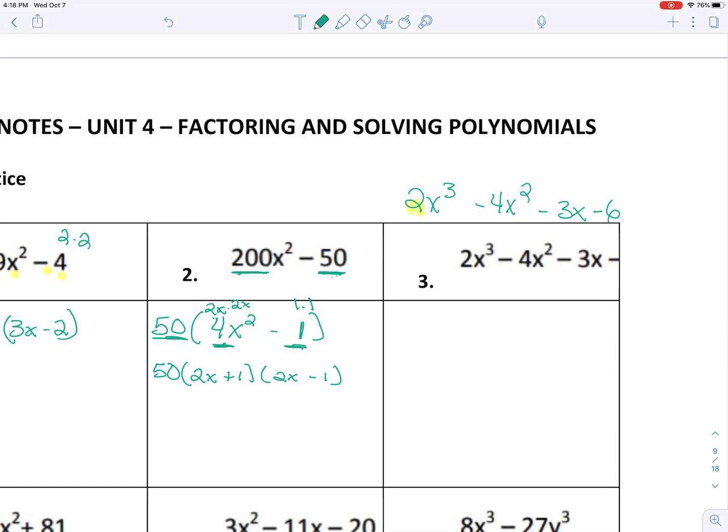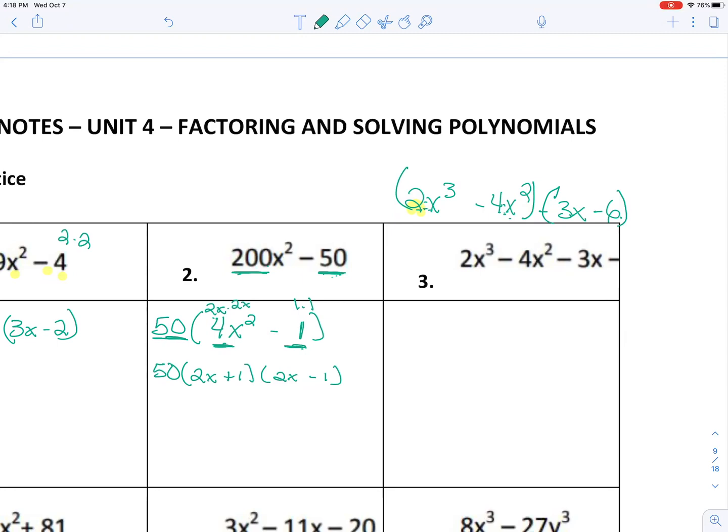So let's look at problem 3. What's the first question we ask ourselves, guys? Is there a GCF? There's a GCF in 3 of these, but 2 is not a factor of 3, so there's not a number that goes into all 4 of these. So how many terms do we have? 1, 2, 3, 4. So what should we do? We're going to factor by grouping.